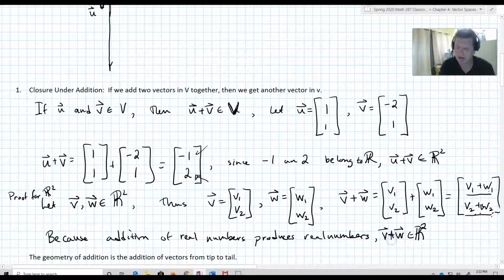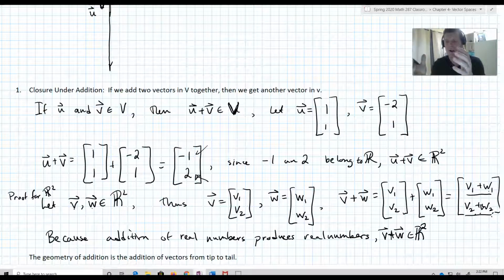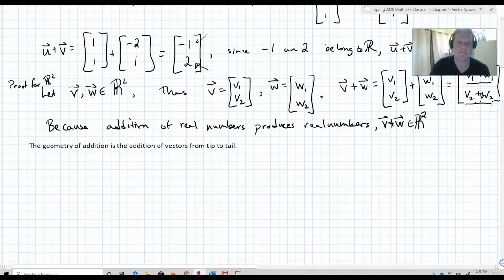And this is generalized because what we did was we picked any 2 vectors V and W. I didn't specify what V1 and V2 were, and I didn't specify what W1 and W2 were. And so consequently, when I added them together, you can assume that this is true for all vectors inside of the space, because they're what's called generalized vectors. All right, now let's take a look at the geometry.